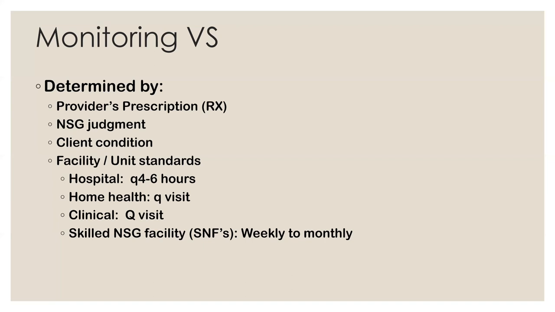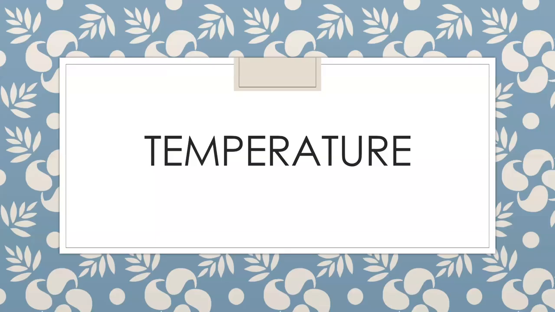Again, just talking a little bit about facility and unit standards, which are different everywhere you go. Typically in a hospital, you're looking at every 4 to 6 hours. Home health is every time you visit. Any kind of clinical setting is every visit, if it's an outpatient thing. Skilled nursing facilities, which are long-term care facilities, are typically weekly to monthly, depending on their insurance provider, actually. That's all going to depend on your client's presentation as well.